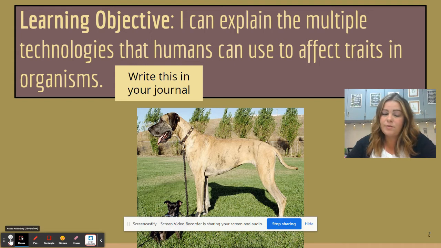Okay, so now that you have that written in your journal, I want you to look at the picture. I have chosen to use dogs as an example today for at least one of our technologies because dogs, if you don't know, are all the same species, which is why you're able to breed lots of different types of dogs together.